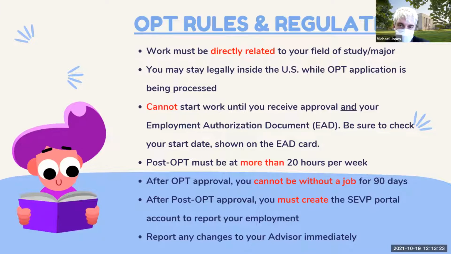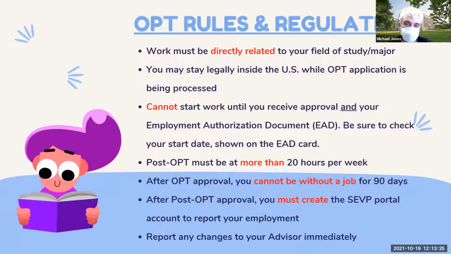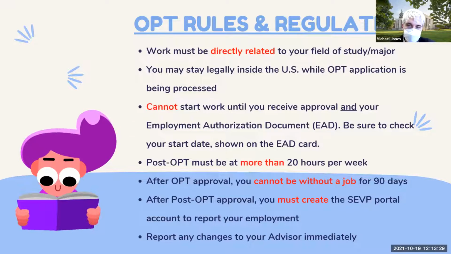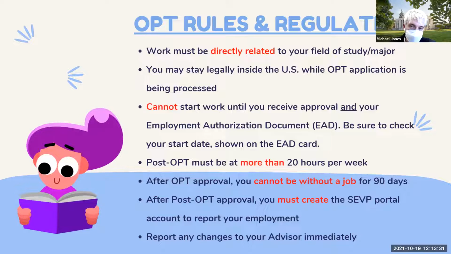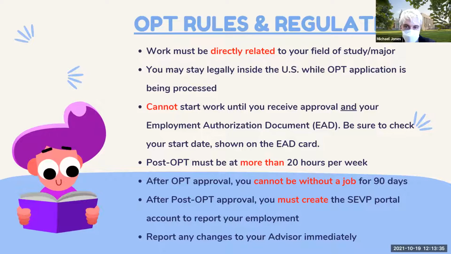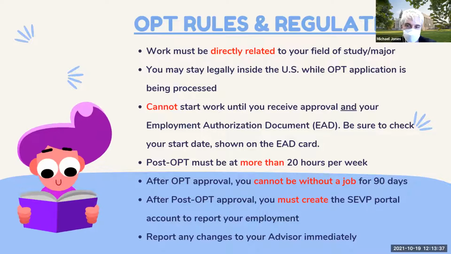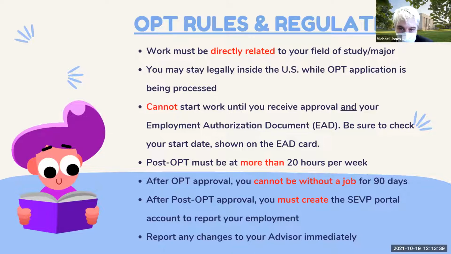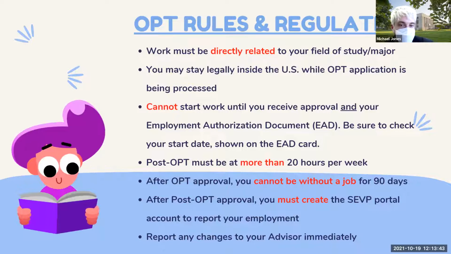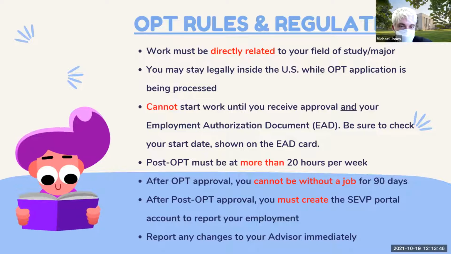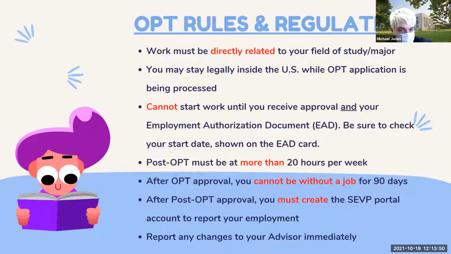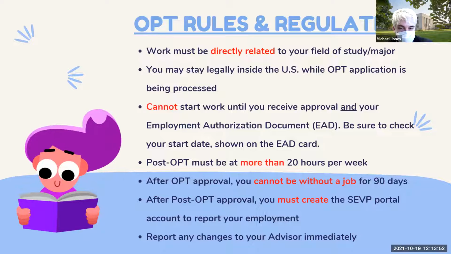So it's really important that you think carefully about the jobs that you apply to and how they're related to your major. You may stay legally inside the US while you're waiting for your OPT application to be processed. And then remember, you cannot start working until you receive your approval and your employment authorization document or EAD card. Be sure to check your start date, which is shown on the EAD card. Sometimes it's different than the one that you entered on your application.